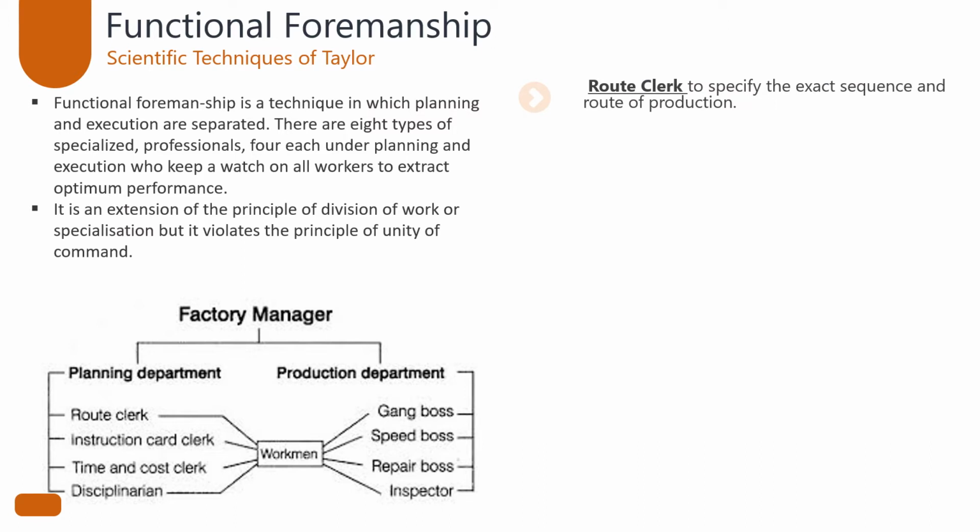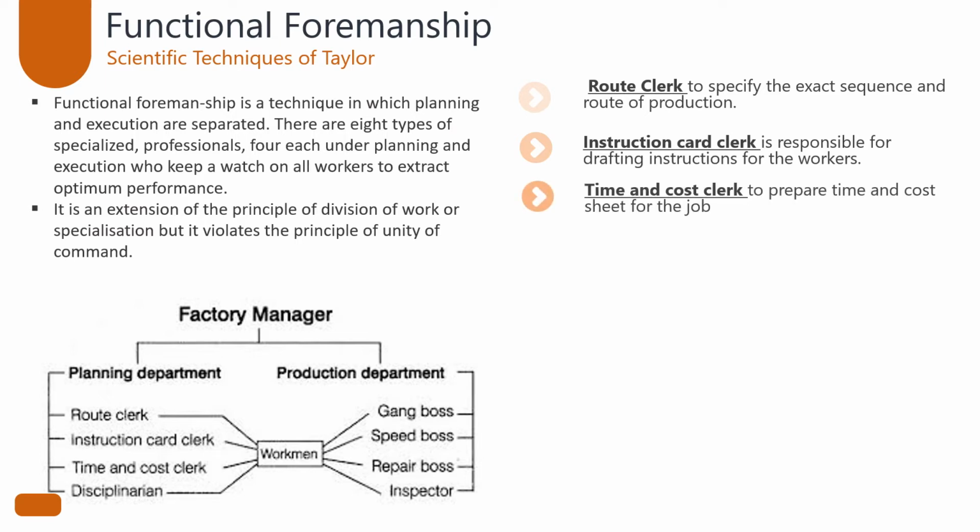So the first boss, route clerk. As the name suggests, route clerk is responsible for deciding or fixing the sequence of steps which are to be performed for a mechanical or a manual job. Next is instruction card clerk. This person is responsible for giving instructions to the workers, like the route decided by the route clerk is put into certain instructions by this clerk.